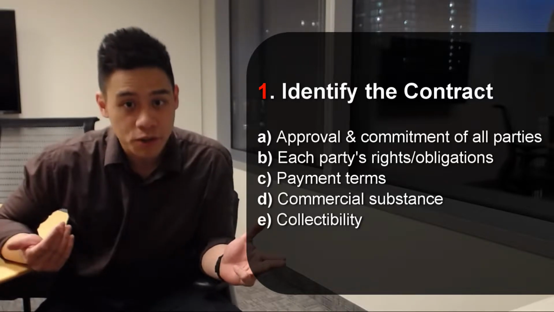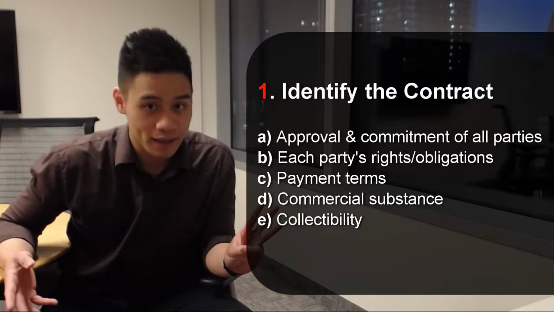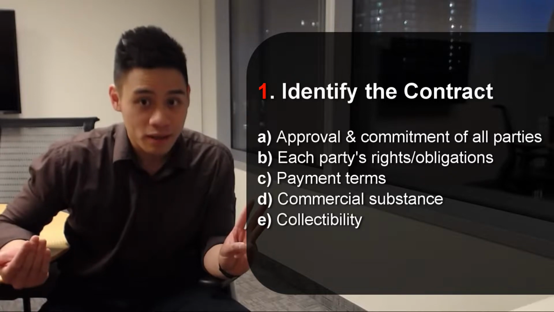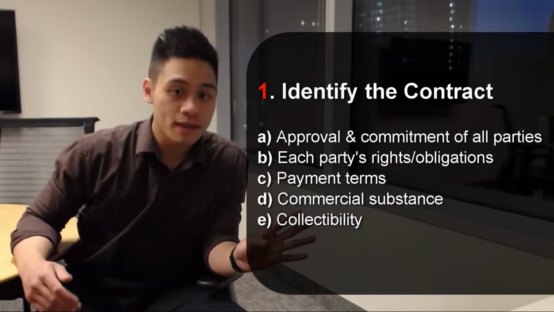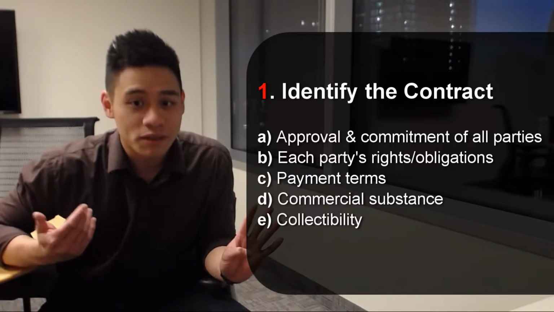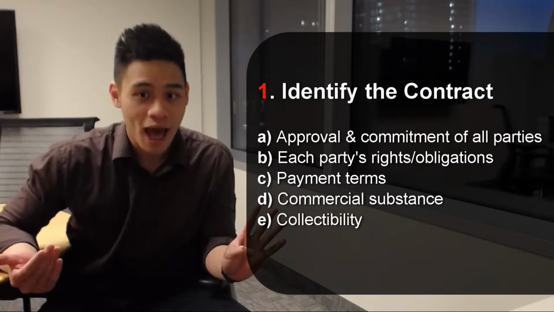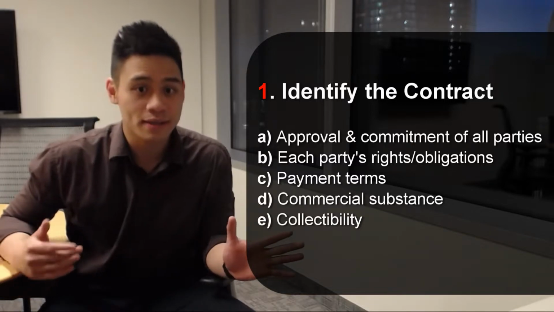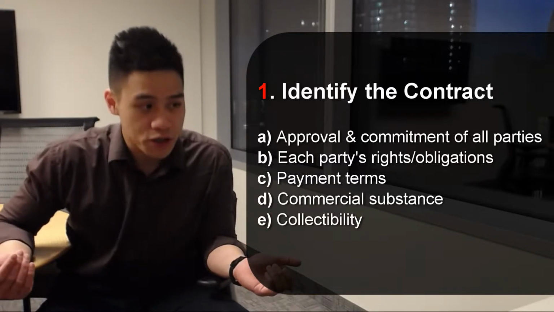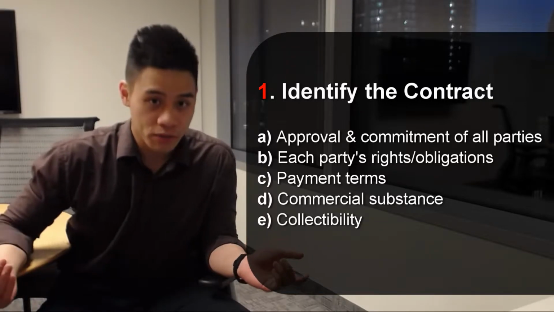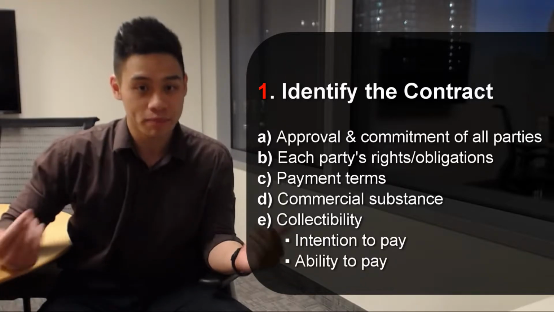Third is payment terms can be identified. How and how much are we going to pay for the exchange? Fourth is the contract has commercial substance. So this means it has or will have an impact on the cash flows. And then fifth is collectability. Can we collect the consideration we're entitled to when it is due? Indicators for this are also the customer's intention to pay and the customer's ability to pay.